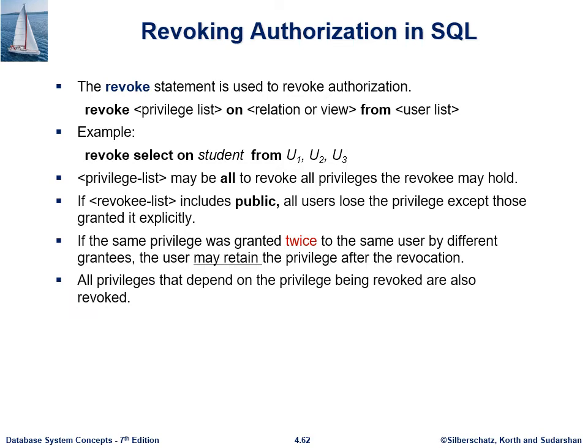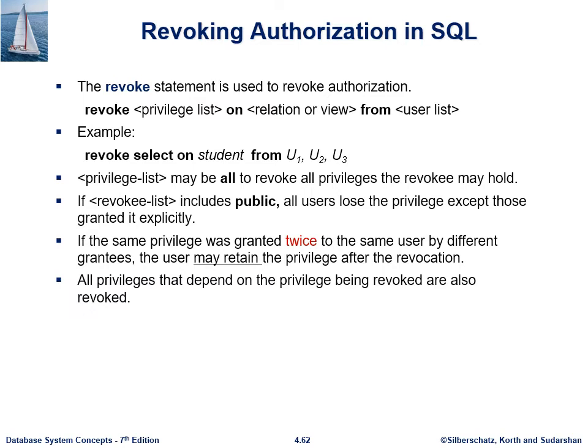Example here, for the query, the read. Similar to the previous one, where we used grant select, here it is revoke select on the student table from those users, user list U1 to U3. For the privilege list, it can contain all, just all. That means all the privileges will be claimed back. Okay, that revoking may hold. Revoking, the person whose privilege will be revoked.